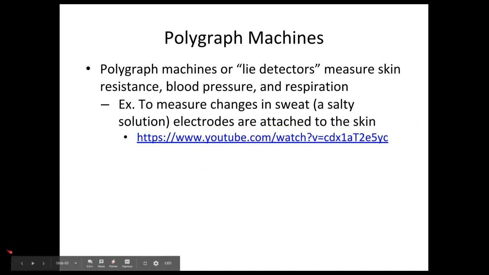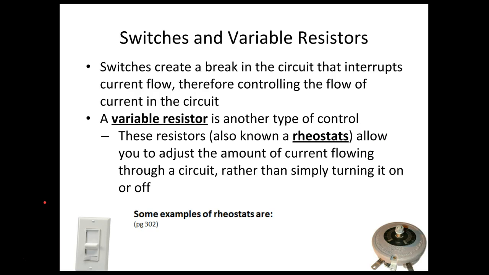where they end up. So polygraph machines are designed to measure either skin resistance or blood pressure or something along those lines, and that resistance means the saltier that the skin becomes, the less resistance it has, so more electricity will flow through those electrodes on the skin, and we can detect when somebody might be lying.